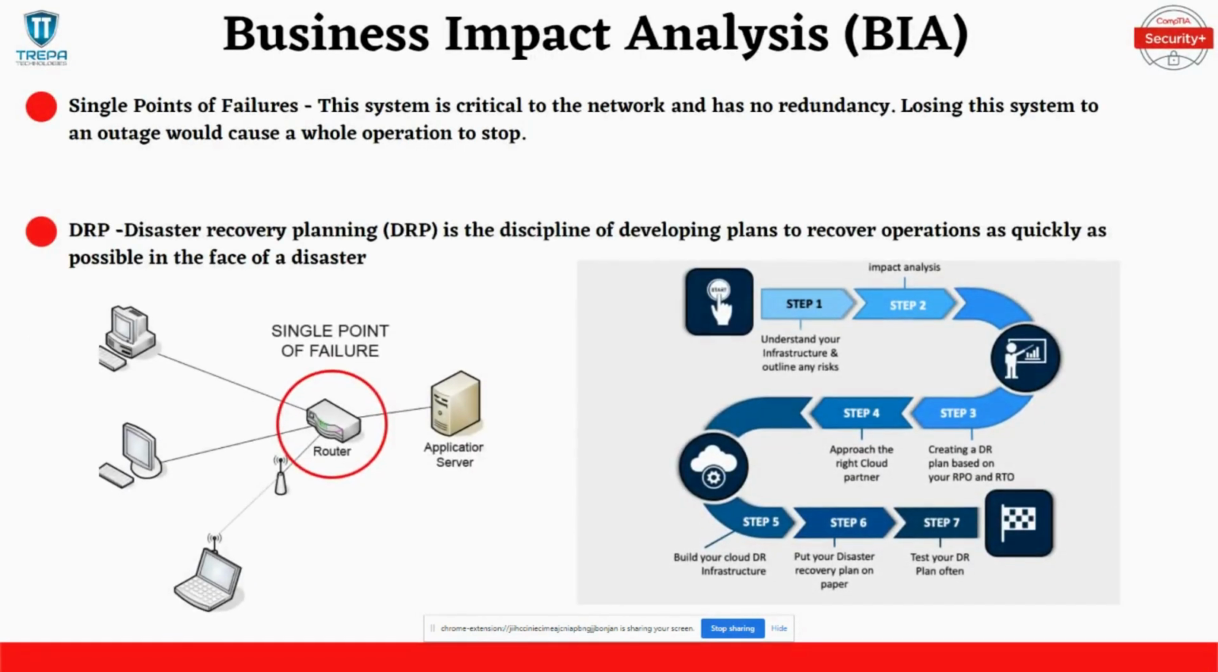Single points of failure are systems that are critical to the network with no redundancy. Having a single point of failure is not healthy for a resilient network. Single points of failure should be remediated in your systems. A good saying I like to go by is "2 is 1 and 1 is none" when it comes to technology. And then DRP is disaster recovery planning, and is the discipline of developing thorough plans to recover operations as quickly as possible in the face of disaster.